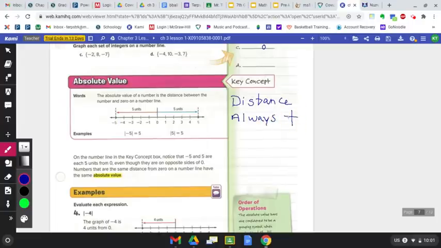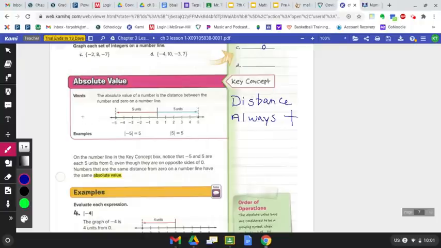positive, right? And if you think about it, if you run 4 times around the track clockwise, you've run a mile. If you run counterclockwise around the track 4 times, you've still run a mile. You don't say I ran a negative mile. Distance is always positive, and that's what absolute value represents. So absolute value is always positive.